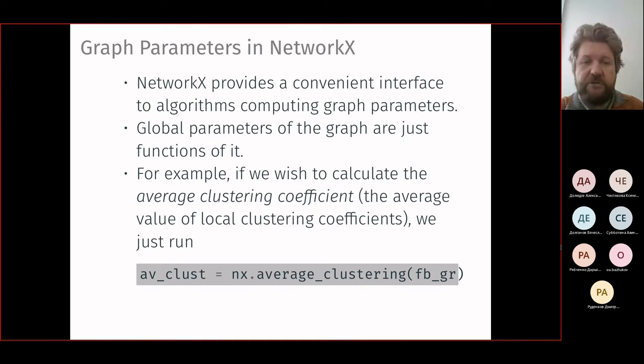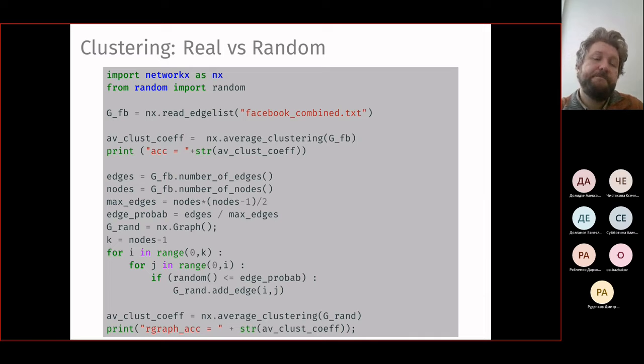So next, what I wanted to talk about today is real versus random data. This is a piece of code that I showed on the slides in order for you to see what it really means. You import NetworkX. Here we also imported random, which is a module that gives you random numbers, the randomizer. We read GFB, the real graph taken from a real data set, and we computed the average clustering coefficient and printed it out.